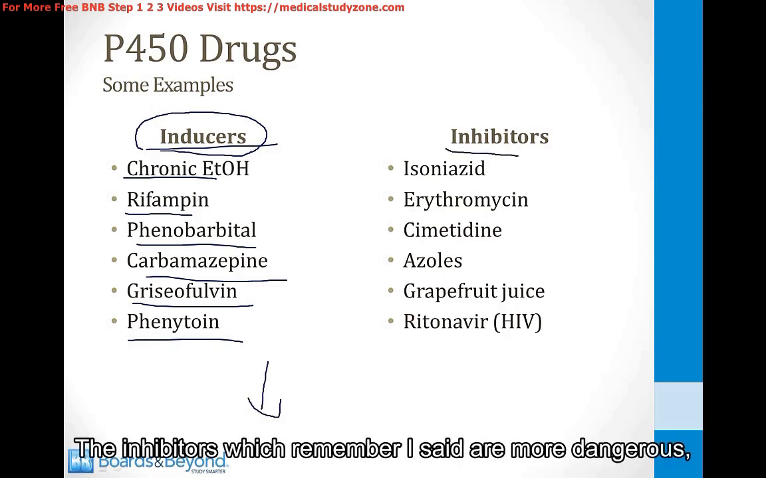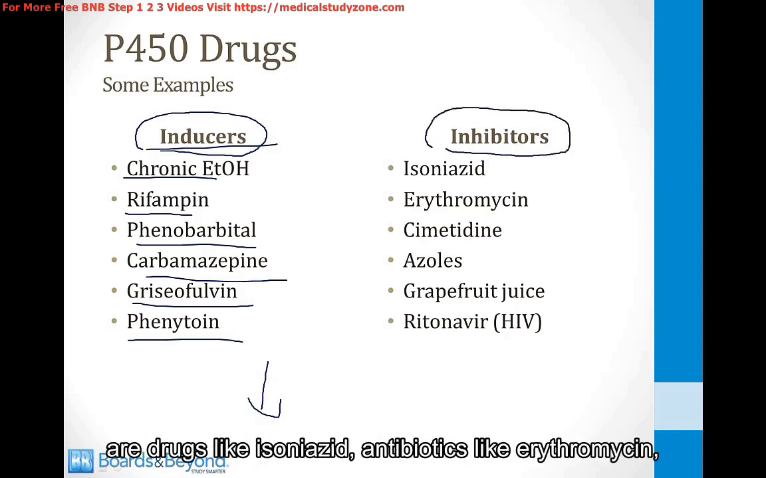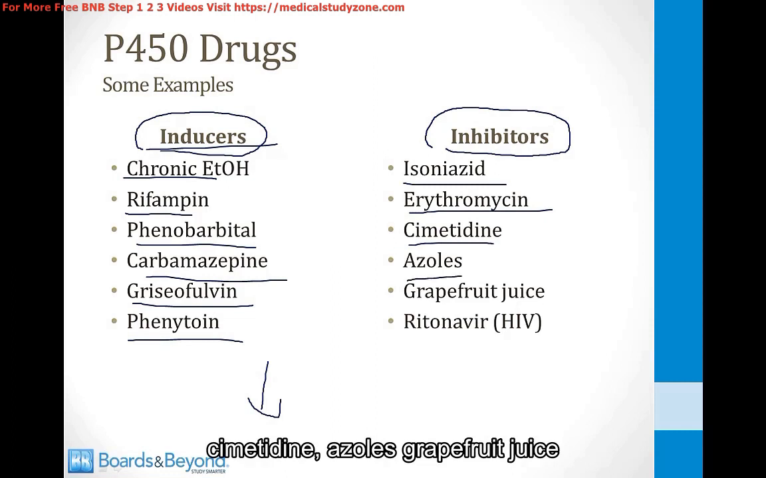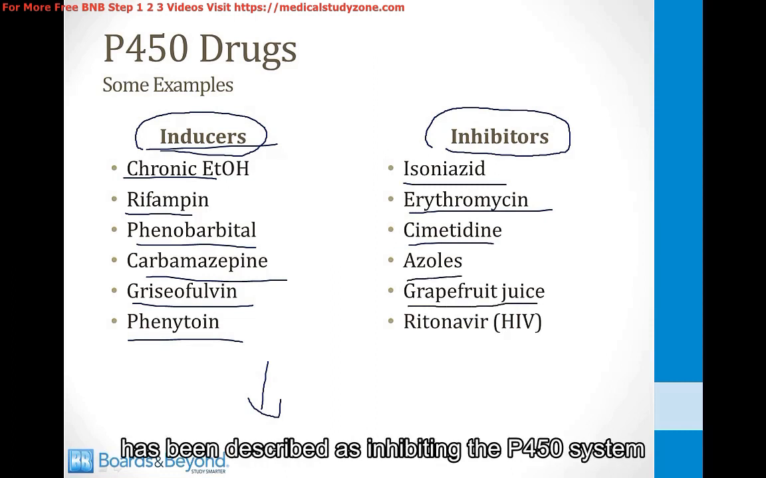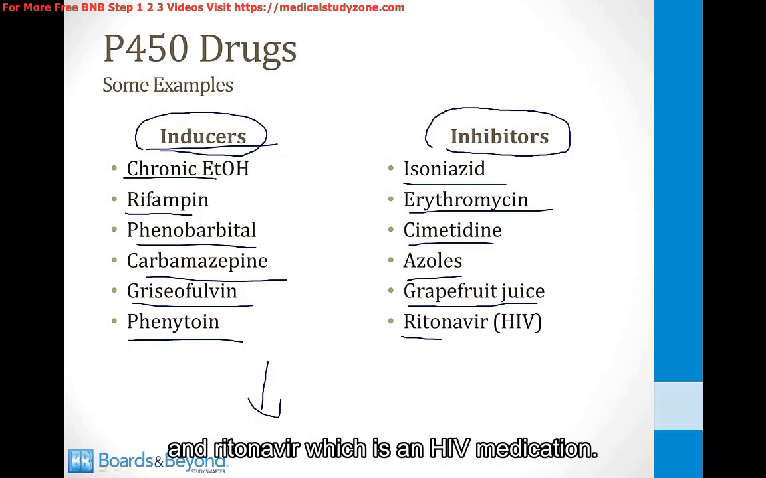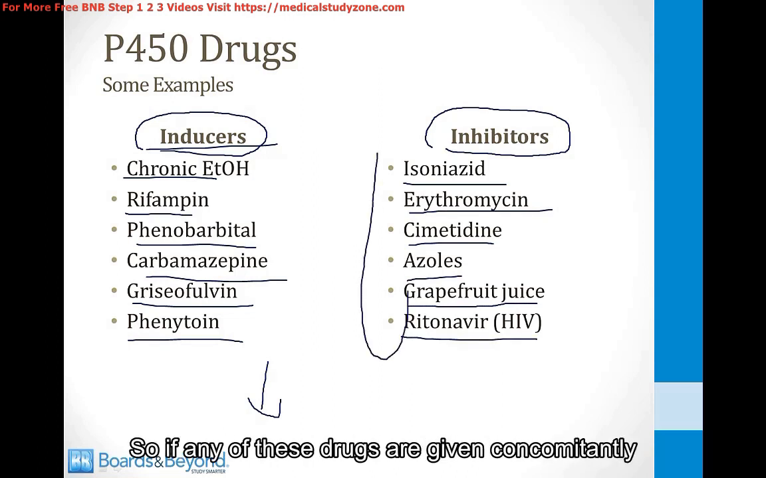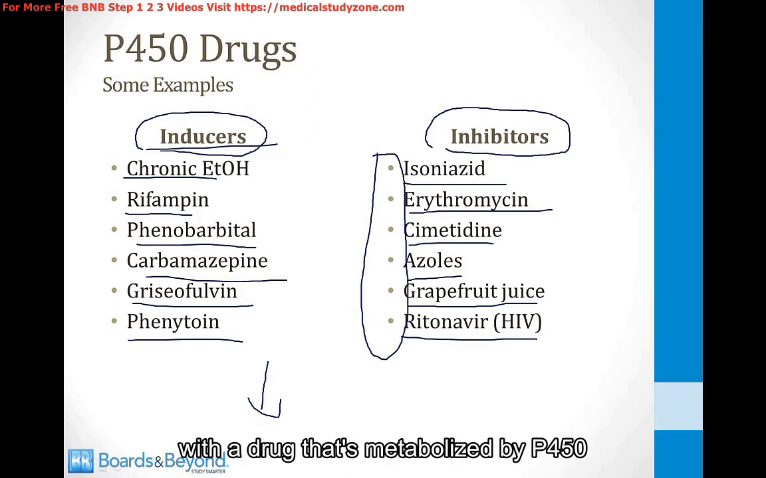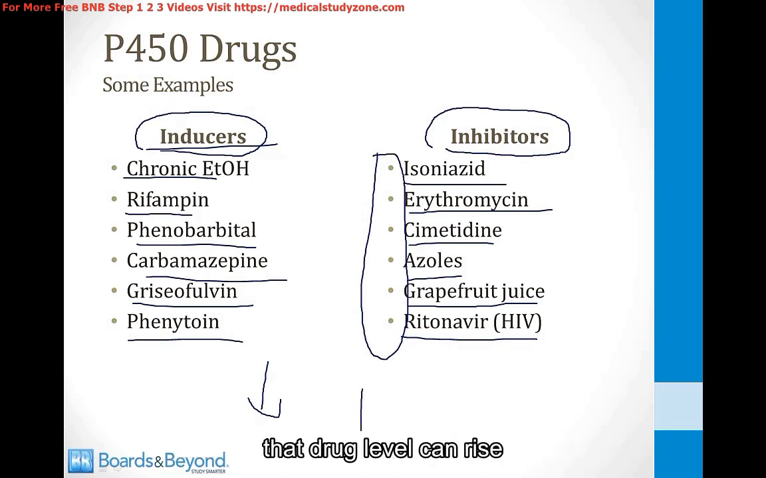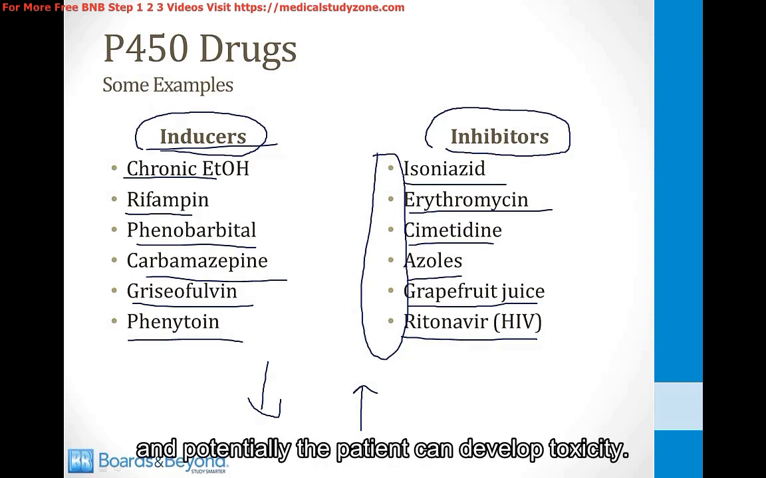The inhibitors, which remember I said are more dangerous, are drugs like isoniazid, antibiotics like erythromycin, cimetidine, azoles. Grapefruit juice has been described as inhibiting the P450 system, and ritonavir, which is an HIV medication. So if any of these drugs are given concomitantly with a drug that's metabolized by P450, that drug level can rise and potentially the patient can develop toxicity.